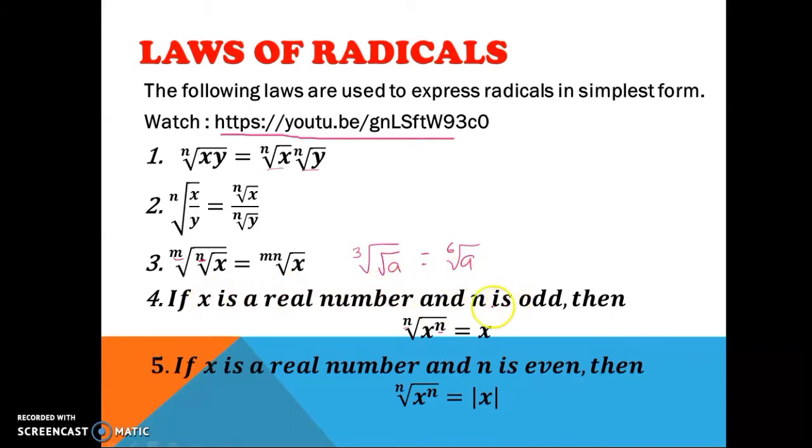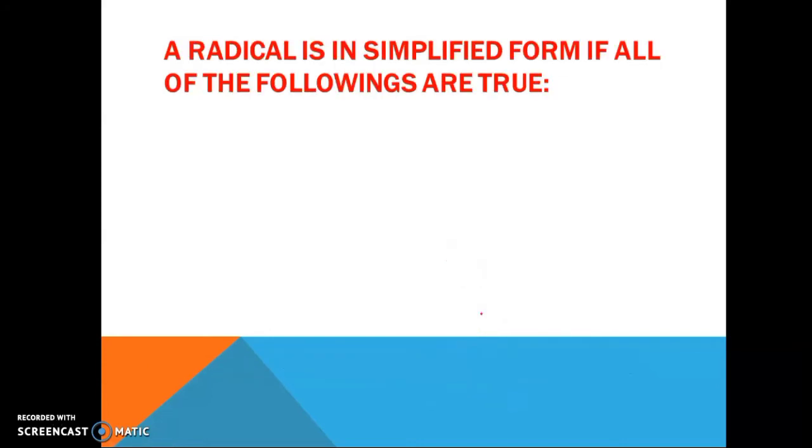So, number 4, ang n daw natin is, mamaya malalaman niyo. Kapag n naman daw is even, absolute value of x. So, lahat ng magiging sagot nyo dito is positive. Dito, sa either positive or negative kasi wala siyang absolute value. So, ito yung mga condition para malaman natin na ang isang radical ay naka-simplified version na.